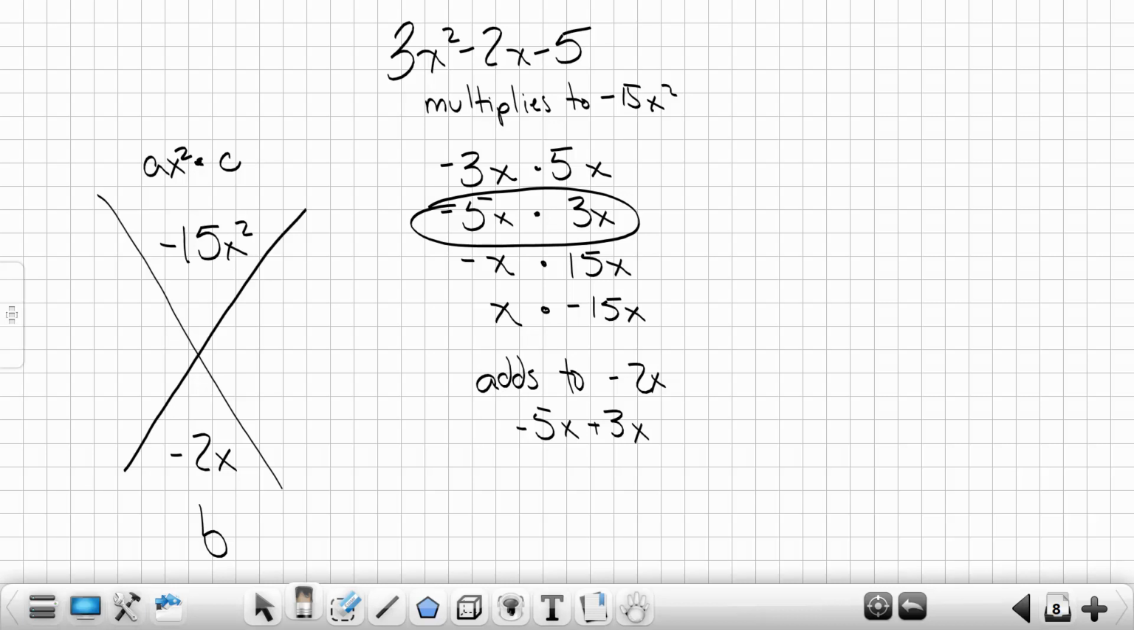I'm going to let you take that question back. I want you to read it and think first. Read it first. If you read the text, it says it multiplies to this, adds to that.